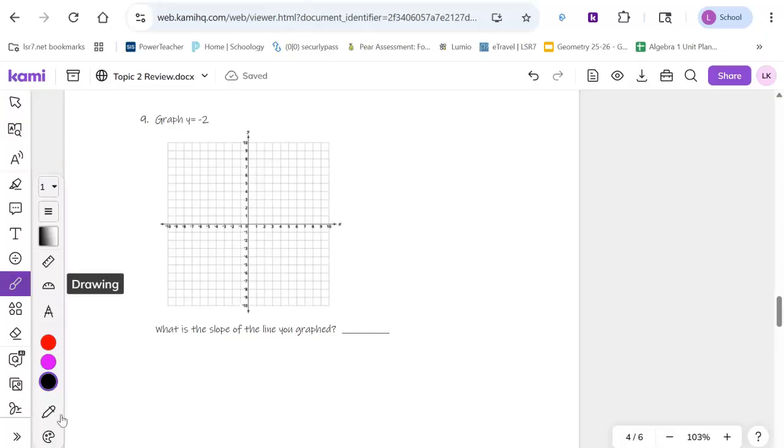Number 9, graph y equals negative 2. So for this, I'm going to go to negative 2 on the y-axis, make a dot, and then I'm going to go straight across. So my slope for this is 0.